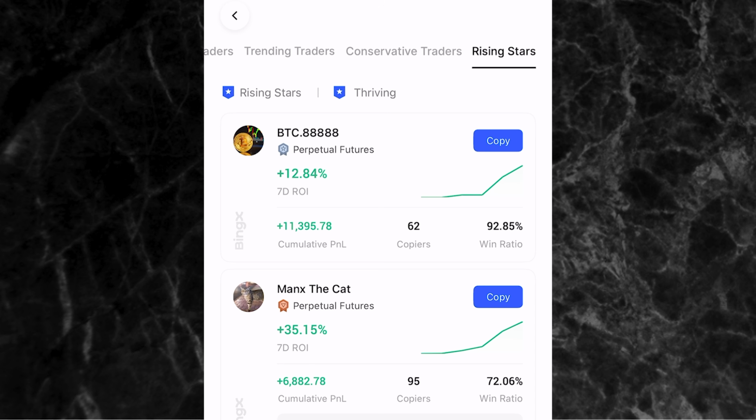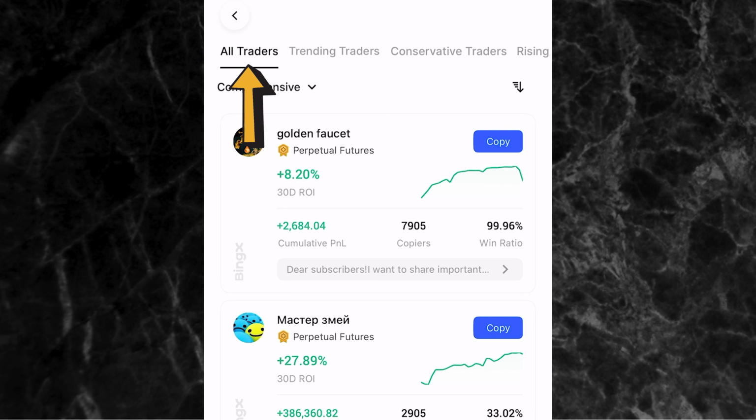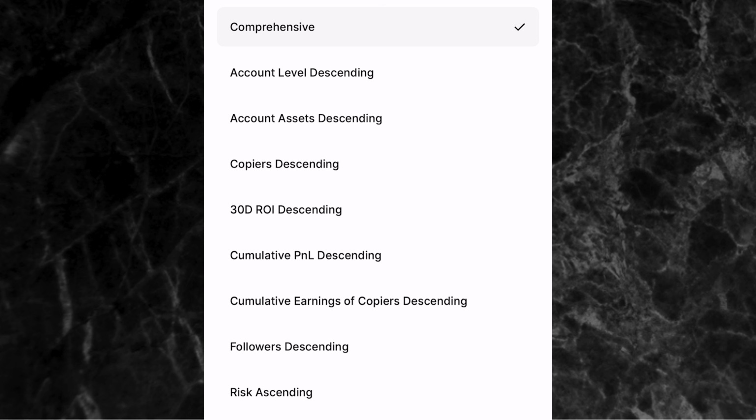Now, aside from all these categories, if you scroll back to the left, you can see where you have this all traders. If you click on it, there are other categories under this all traders right here. So you can see where you have comprehensive. Beside it, you have a small arrow. So click on it. Now, right here are the different categories you can still find traders. Now, I'll be explaining all of these different categories and you can pick any one you prefer.